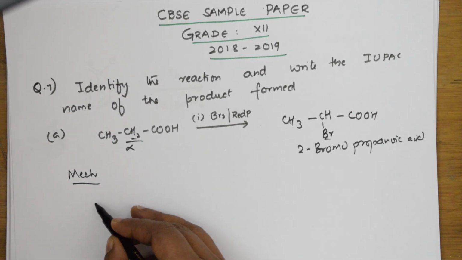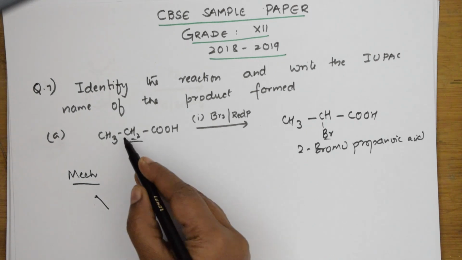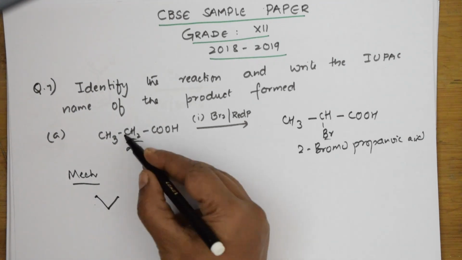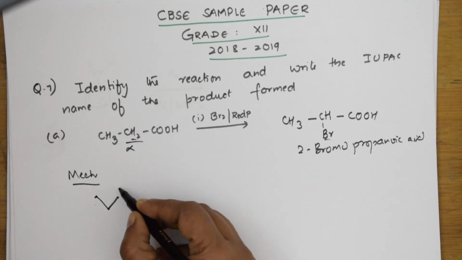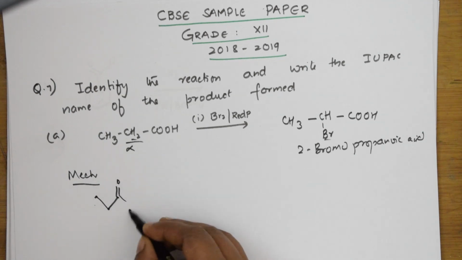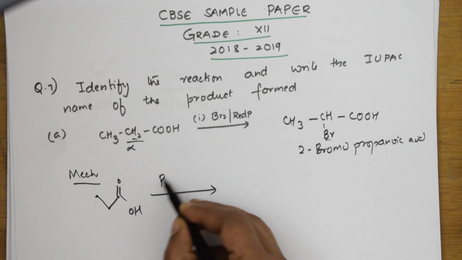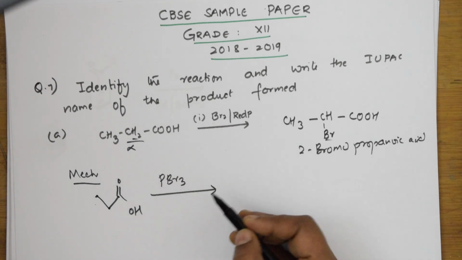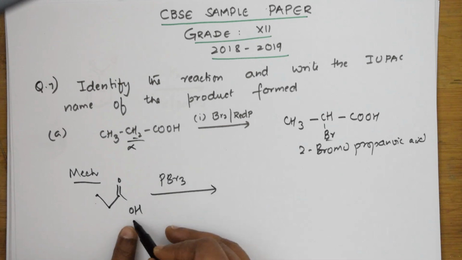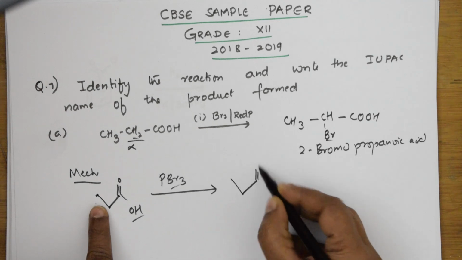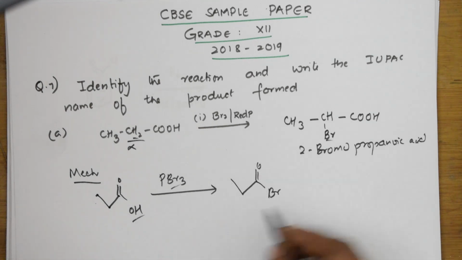In the first step, let me take the bond line structure. This is the first carbon, this is the second carbon, this is the third carbon. I'm introducing COOH to this. Now in the exam you can either take Br2 with red phosphorus, or it can be PBr3 also, not a problem. In the first step, this OH group and Br get exchanged, they get replaced. So let us draw that, COBr. This is called acid bromide.